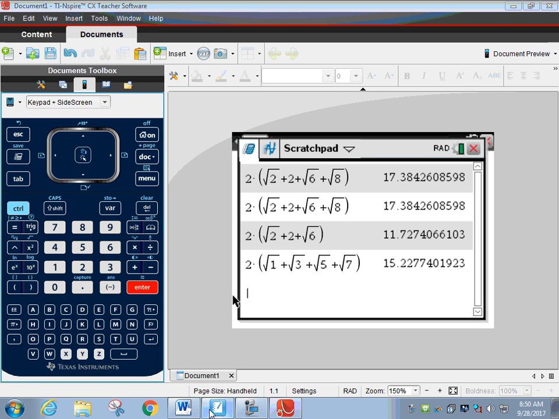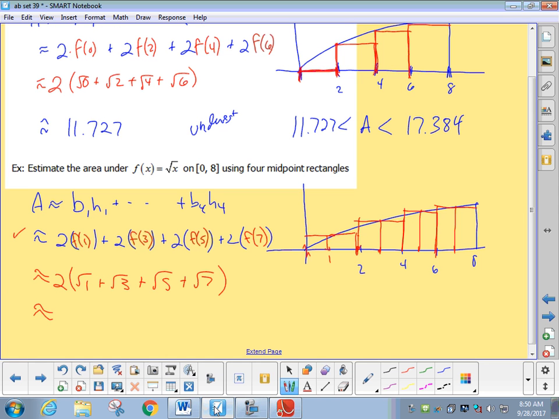Does that make sense that it's between the two estimates that we already had? Yeah, it is. 15.227, does that make sense? Okay. You follow with me? Pretty straightforward? Okay. Let's go to the back side then and do this from a little different angle.